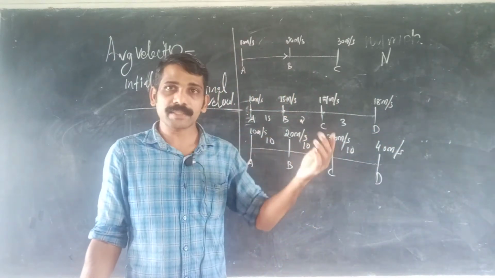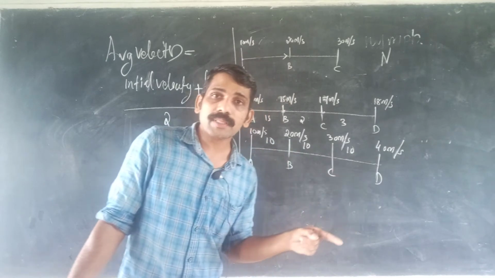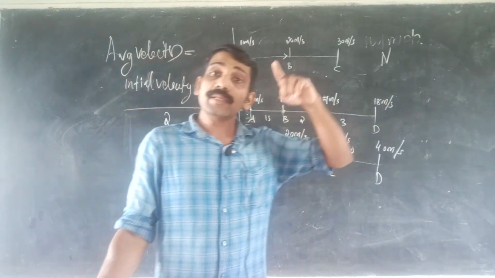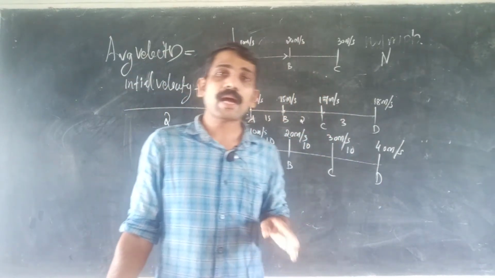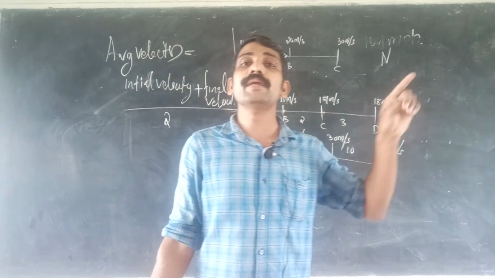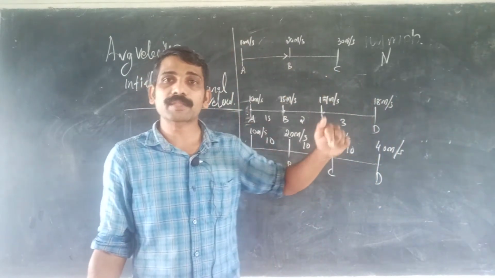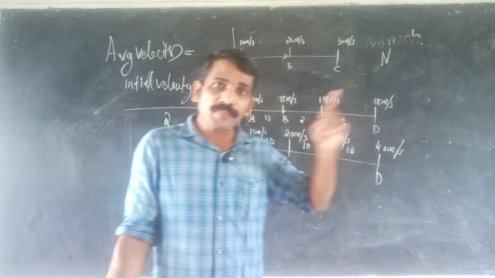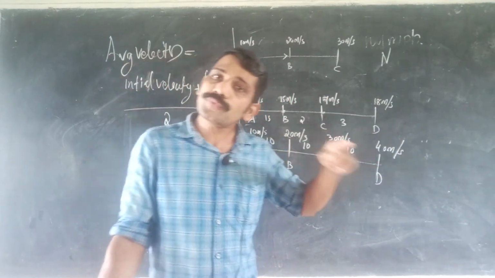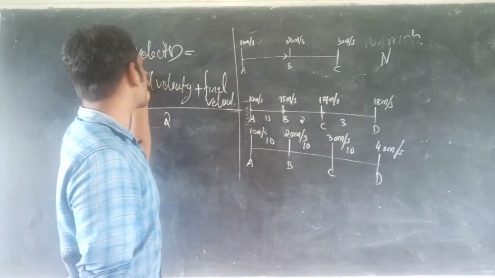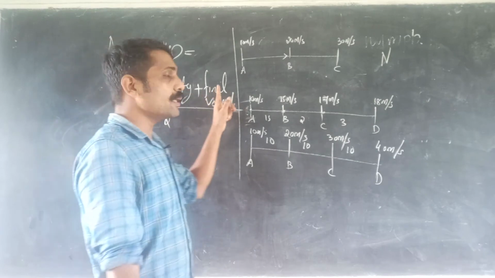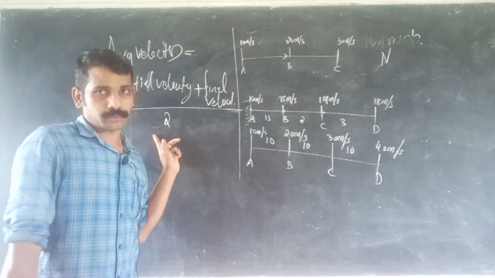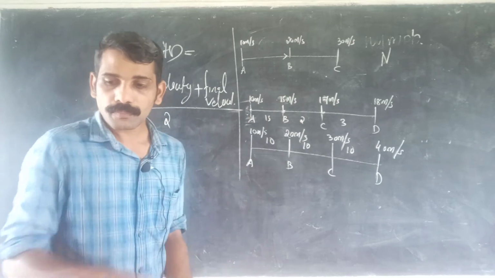Varied, changed at a uniform rate. If the velocity is varying at a non-uniform rate, then average velocity is found by total displacement divided by total time. If the velocity is changing at a uniform rate, then average velocity is found by initial velocity plus final velocity divided by 2. Understand?